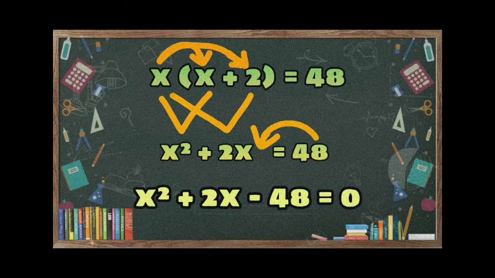So, kagaya lang din siya ng ginawa natin kanina. X times x is equals to x squared and x times 2 is equals to 2x. Tapos, ililipat mo naman yung 48 sa sunod ng 2x. So, magiging negative 48 na siya dahil nilipat mo. Kaya magiging x squared plus 2x minus 48 is equals to 0.